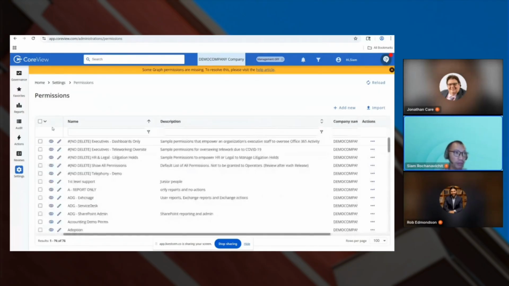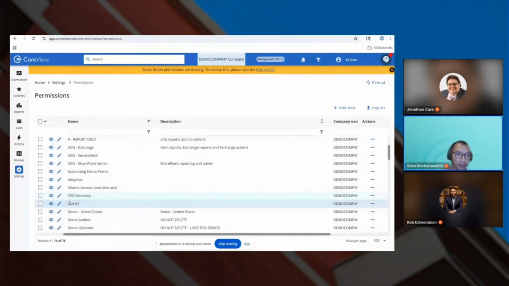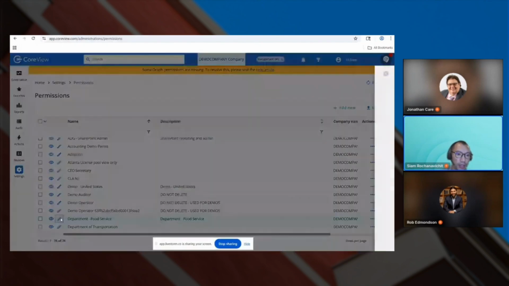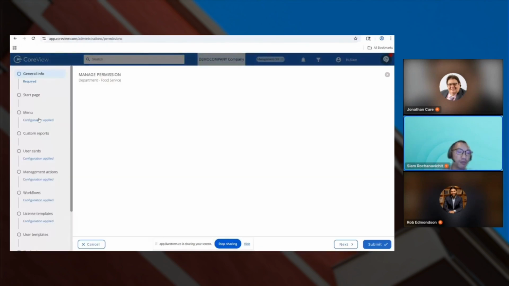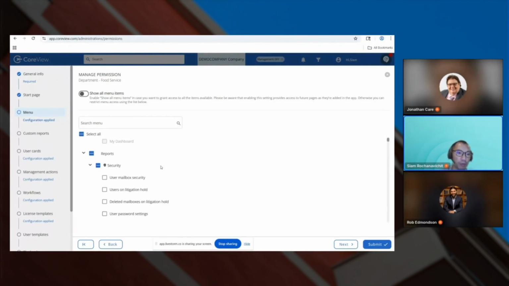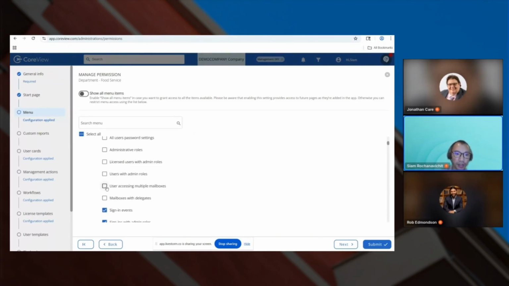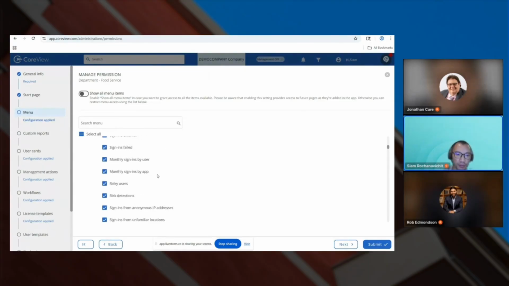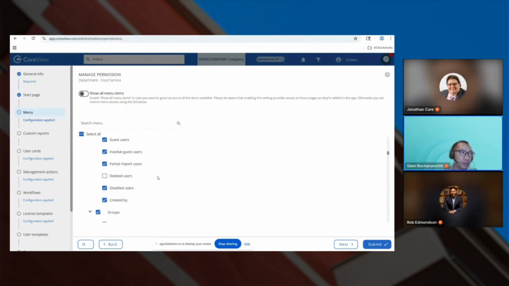To maintain least privileged access, again, we have our permission sets. So if someone needed to, let's say, only have read-only access to any of the reports, cool, what do they need access to? Is it someone from security? Do they need access to know about users that have access to multiple mailboxes? Give them access to just those reporting workloads in a read-only fashion.